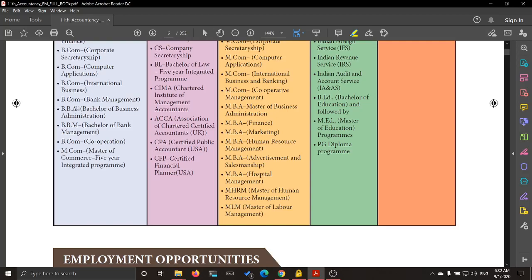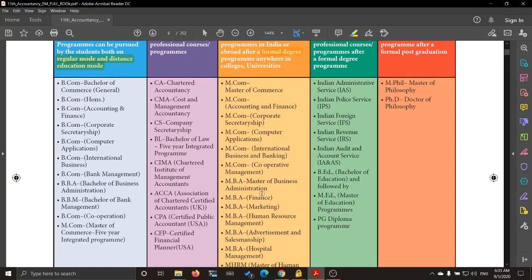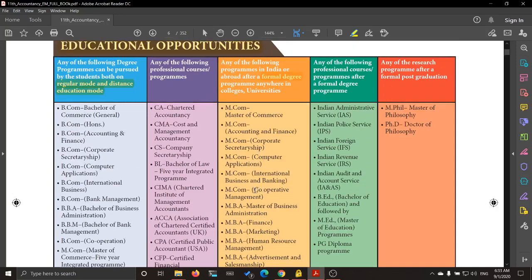Now here you have BBA, Bachelor of Business Administration. So you complete this, you can opt for MBA, Master of Business Administration, then MBA Finance, MBA Marketing. Now all this is specialization in the papers. Then you have Human Resource Management, Advertisement and Salesmanship, Hospital Management. This is MHRM, Master of Human Resource Management. Then Master of Labor Management. Now all these are the post graduation.